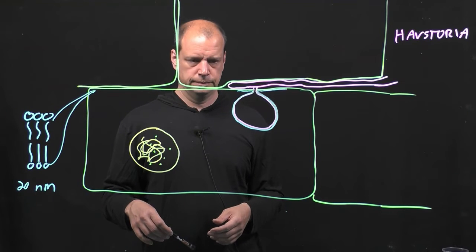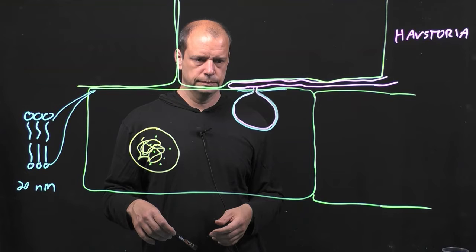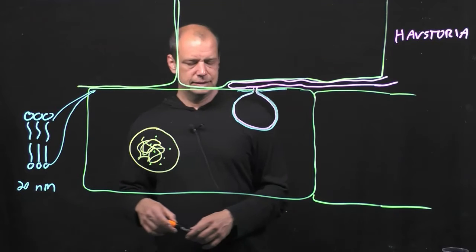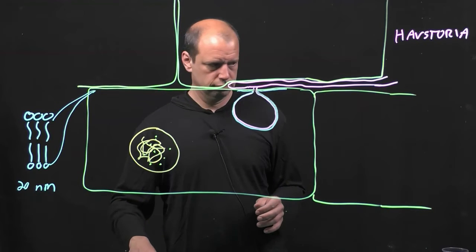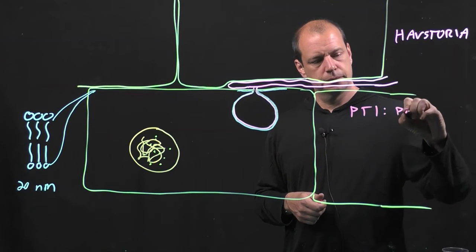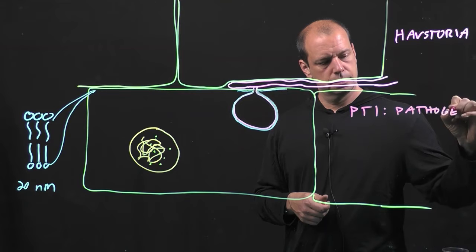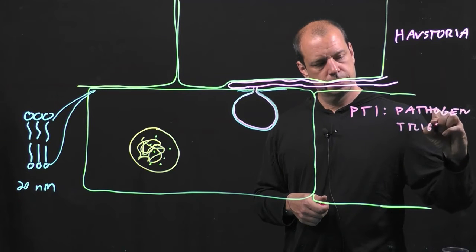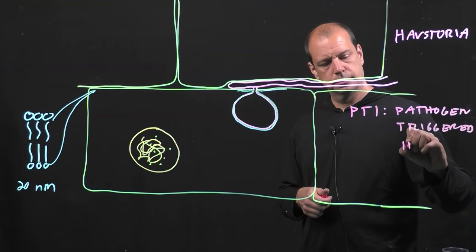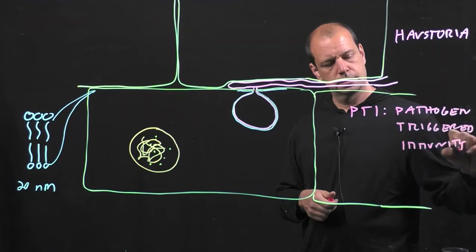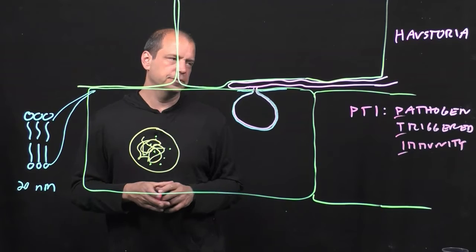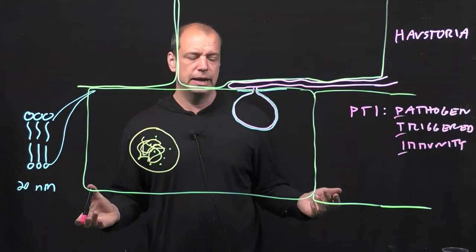So the first line of defense that a plant has is typically called PTI, pathogen triggered immunity. And here it's worth noting that most plants are resistant to most pathogens.